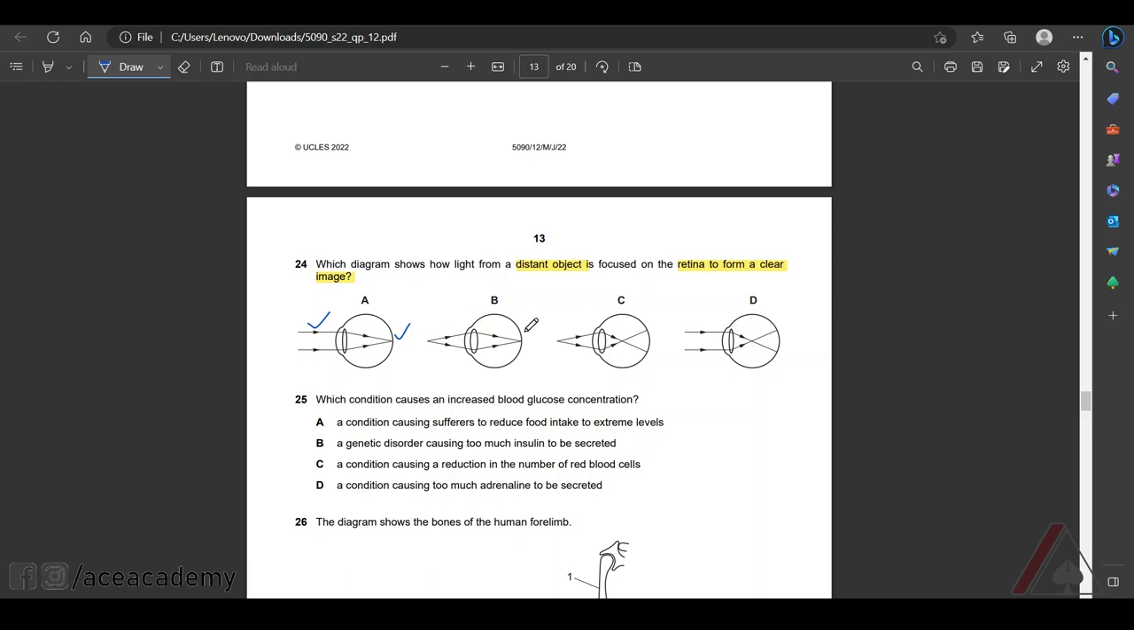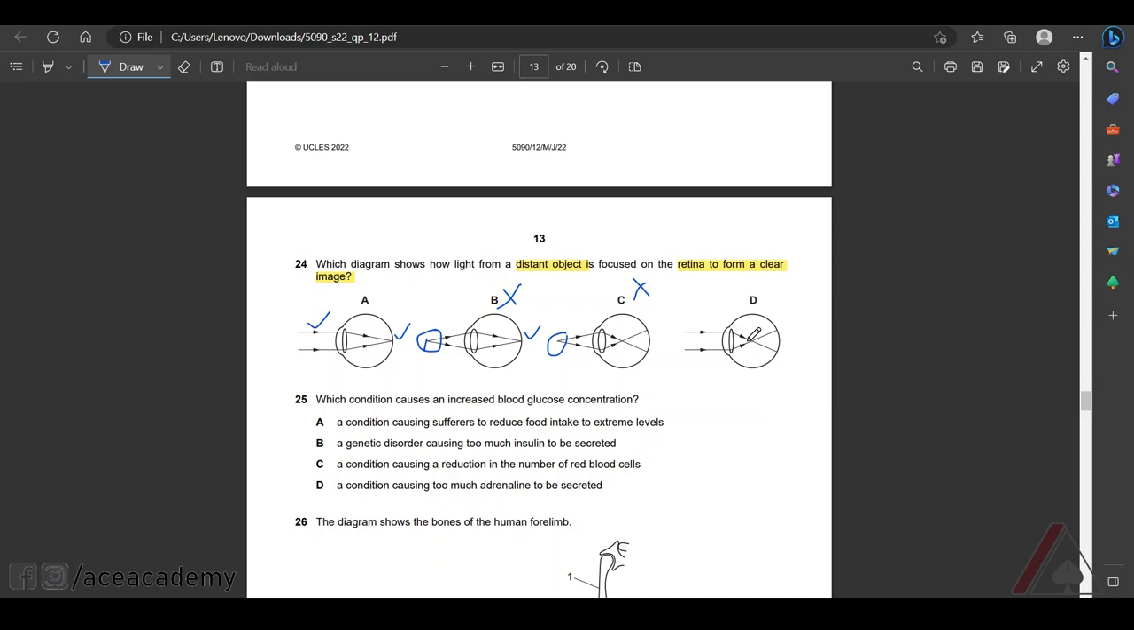Option B, light rays converge at the retina, but as we can see, light rays before entering the eye come from an object that is not distant, that is actually very close to the eye. The object we can see is over here. So B does not fit the requirements of our question. It's not a wrong diagram, but it just doesn't fit the question. So B is wrong. C, again, light rays are coming from an object that is over here, very close to the eyes. So C is wrong.